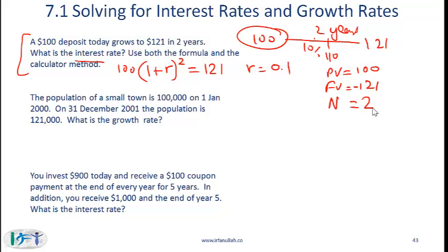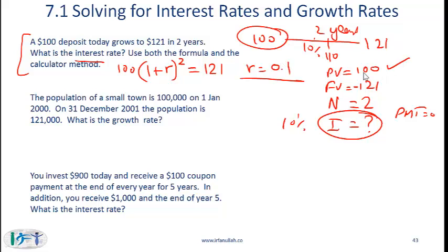The number of periods is 2. The interest rate is what we compute, and the payment in this case is 0 because there is no cash flow in between. When you compute the interest rate, you will get 10%, just as what you get when you use the formula. Obviously, what I have done here is a straightforward example, but you can imagine that the numbers can be a whole lot more complicated, and clearly it makes sense to solve problems like this using the calculator.